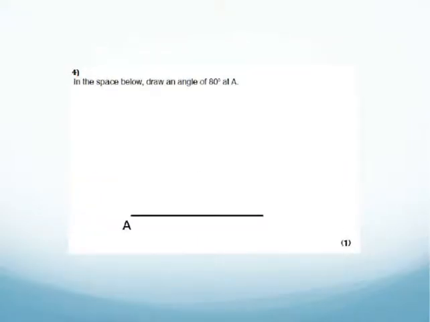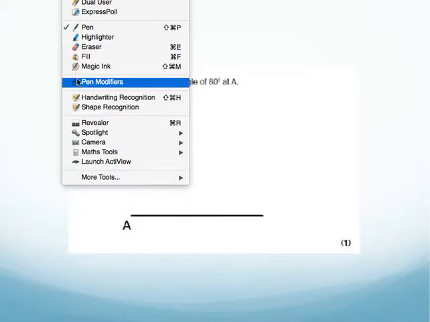Okay, next question. So in the space below, we want to draw an angle of 80 degrees at A. That means that the angle has to be at this end of the line, not in the middle, not at this end here. It has to be at this end of the line. So again, we're going to need a protractor.